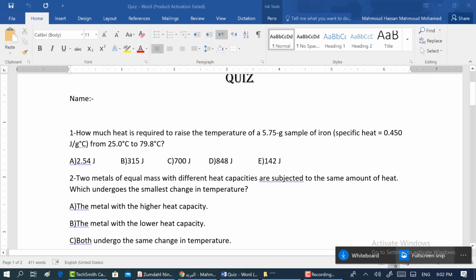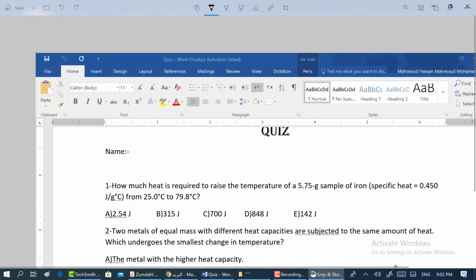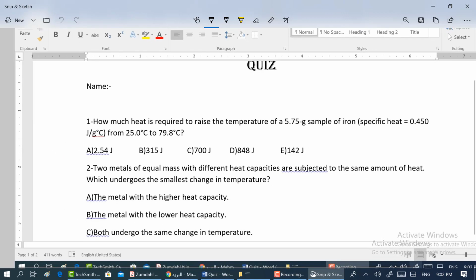Today inshallah we are going to solve the first quiz about lesson 1 and lesson 2 in thermochemistry for the first secondary. The first question said: how much heat is required to raise the temperature of 5.75 gram of a sample of iron, specific heat equal, from 25 to 79.8?